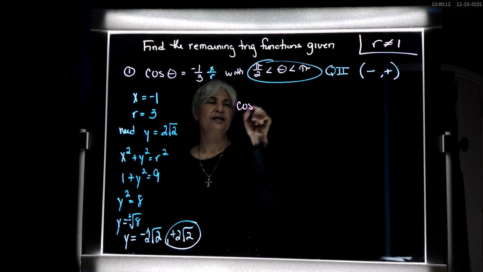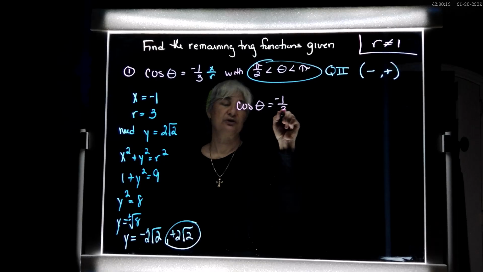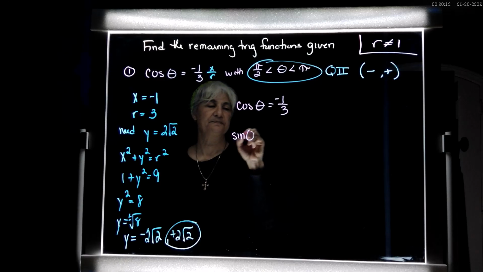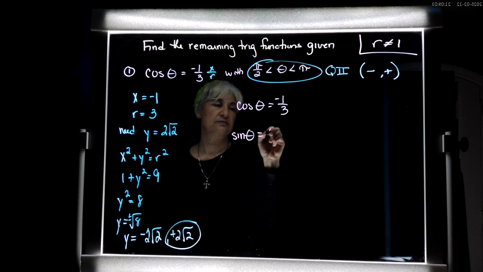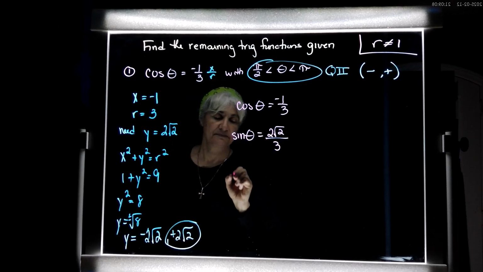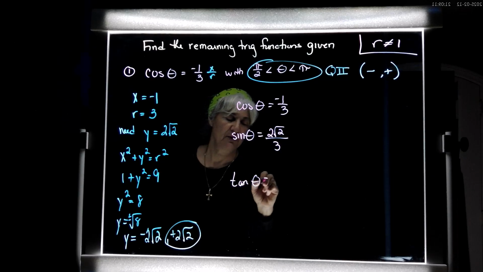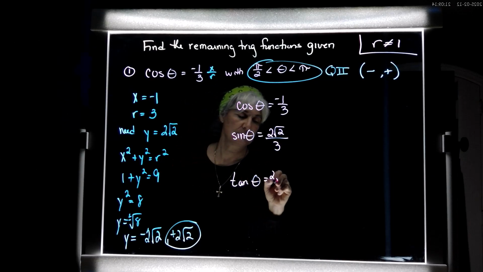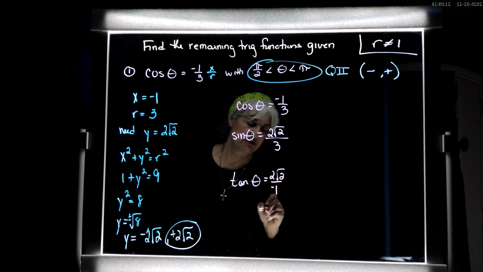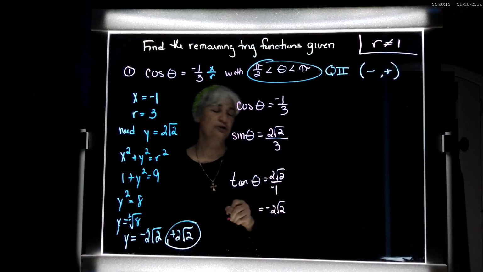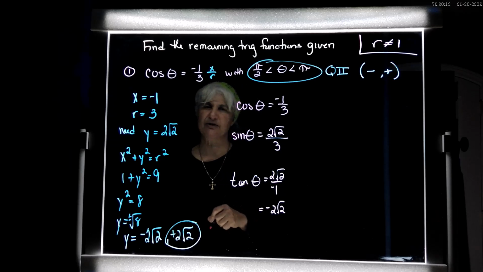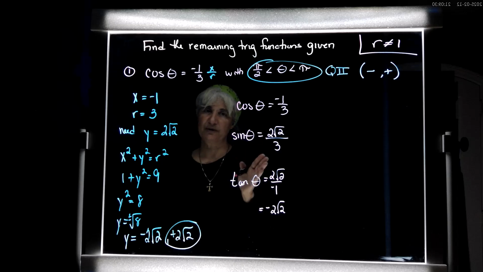All right, now cosine. You're like, they gave it to me. You're right, they did. I'm still going to write it down because I like my chart to be nice and neat. Sine, the y value over the radius. Tangent, the y value over, good, the x value. I guess we'll simplify that to negative root 2 times 2 times negative root 2. Or negative 2 root 2. Yeah, that's better. So far, so good with me?